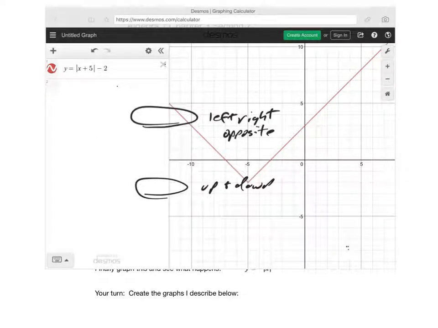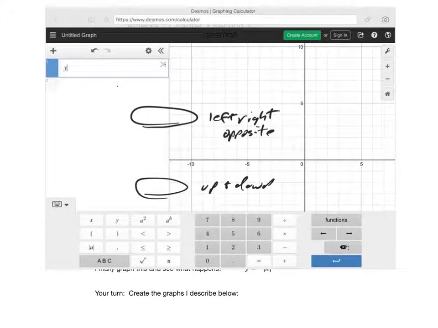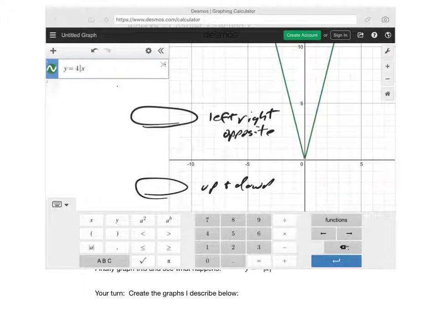So now, if you look on your sheet, the next thing it asks you to do is the absolute value. Does everyone see what it says? Okay, so what I want you to do is go y equals 4 absolute value of x. 4 times the absolute value of x. And I want you to notice what happened to the sides.